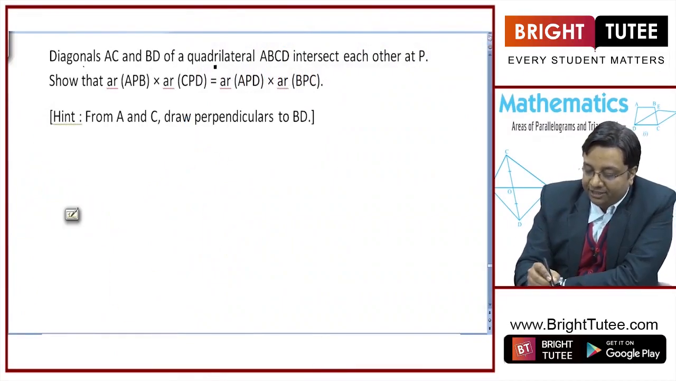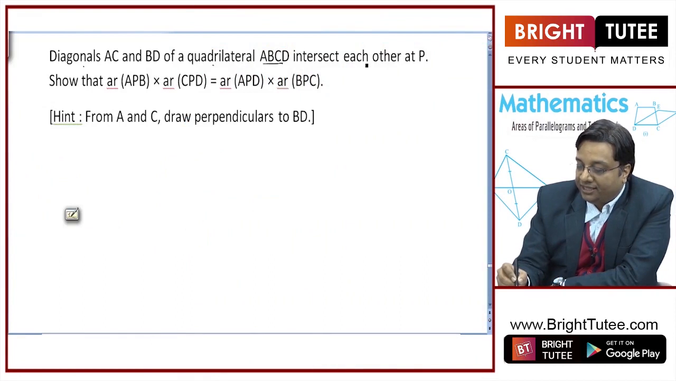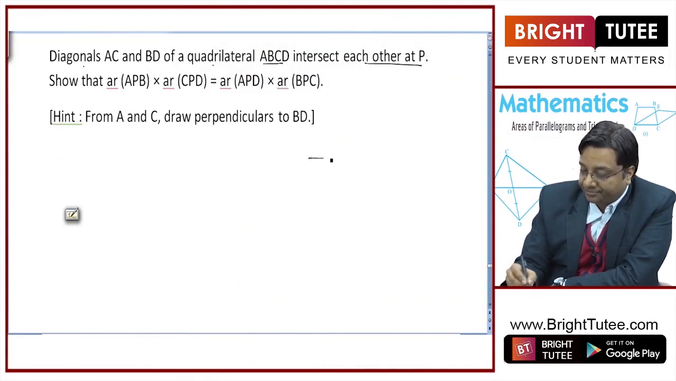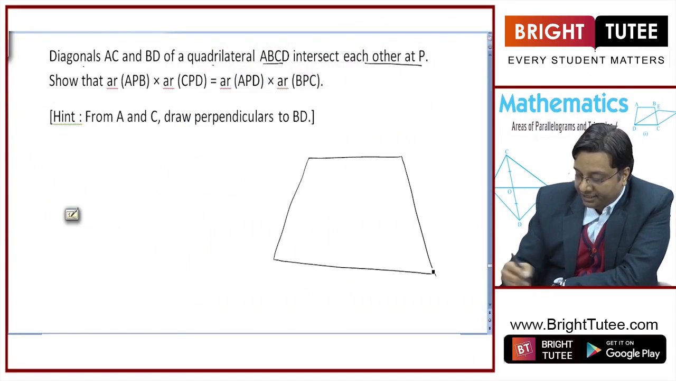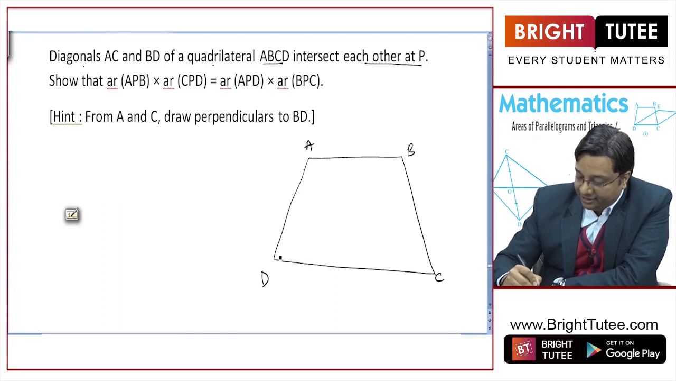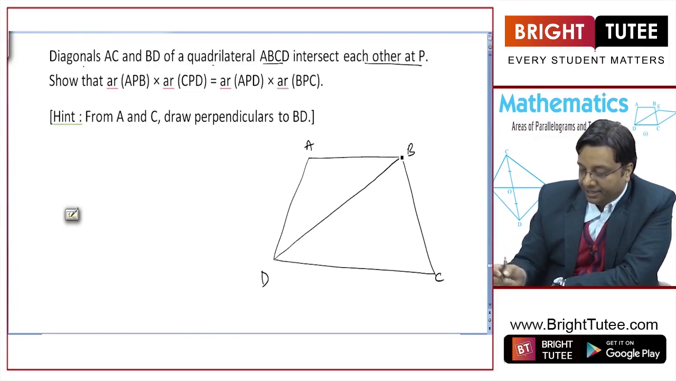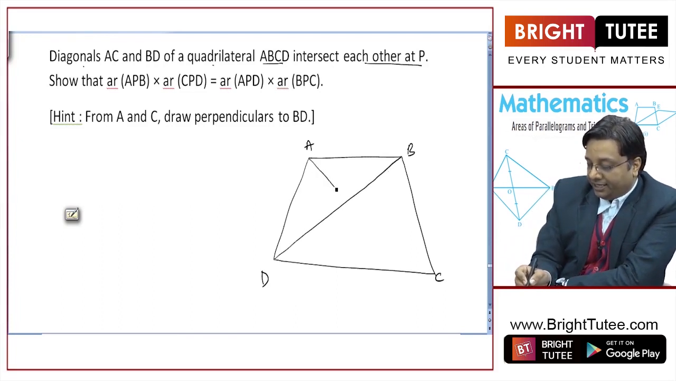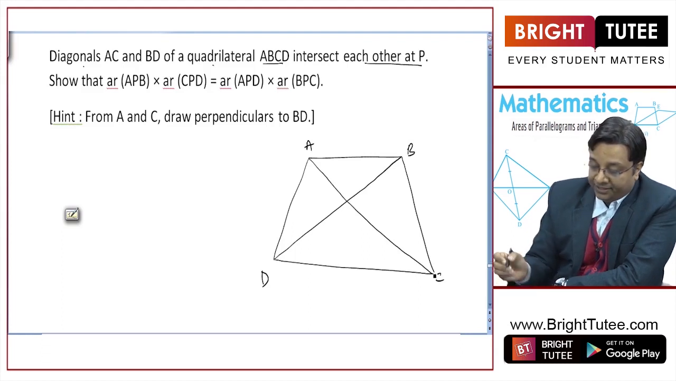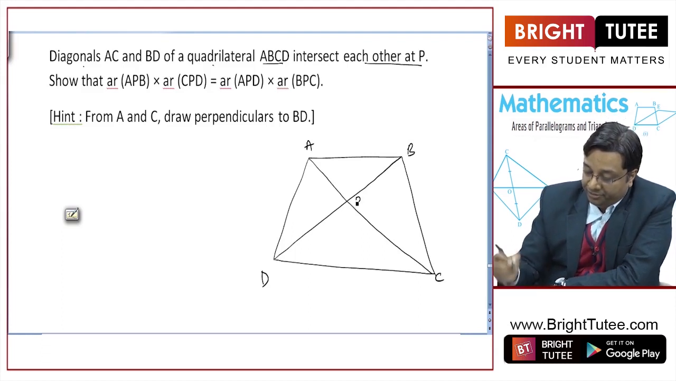Diagonals AC and BD of a quadrilateral ABCD intersect each other at P. So let us take any general quadrilateral ABCD, and the diagonals of this quadrilateral, BD and AC, intersect each other at this point P.